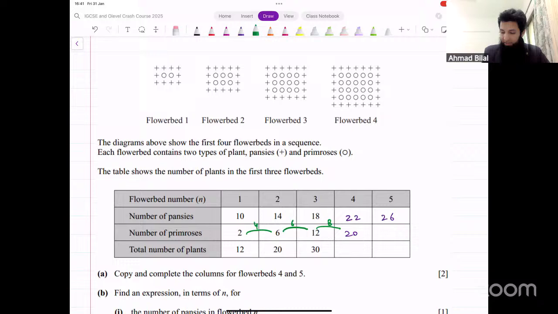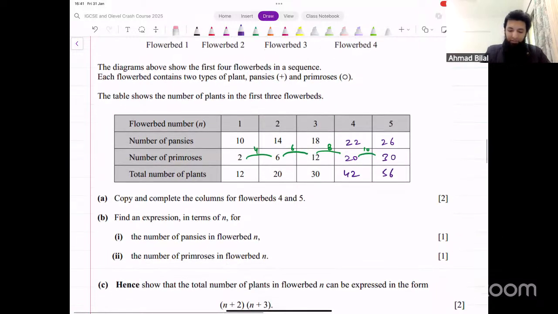Okay, let's write down the next number after this. The difference is increasing by 2 every time, right? So we had 4, 6, 8. So the next difference has to be 10. So therefore, this should be 30. And then for the last row, we can just add them up. So this should be 42, and the next one should be 56. All right, so we've completed the table.